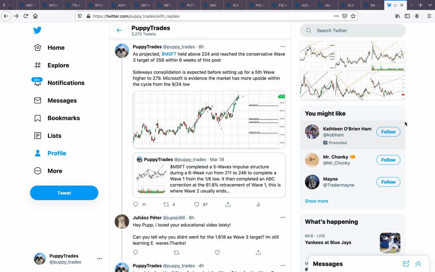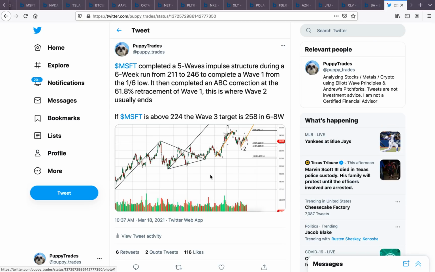But first, I want to talk about Microsoft real quick, because Microsoft reached my target of 258 within the stated time target of 6 weeks. So way back on March 18th, I said Microsoft formed a wave 1 impulse structure from 211 to 246 from the January 6th low. It then completed an ABC correction at the 61.8% retracement of wave 1. This is where wave 2 usually ends. I said if Microsoft is above 224, then wave 2 was in. The wave 3 target would be the length of wave 1 placed at the wave 2 low, taking Microsoft to 258 in 6 weeks, because that was how long wave 1 took.